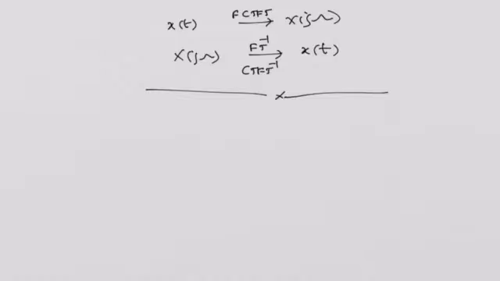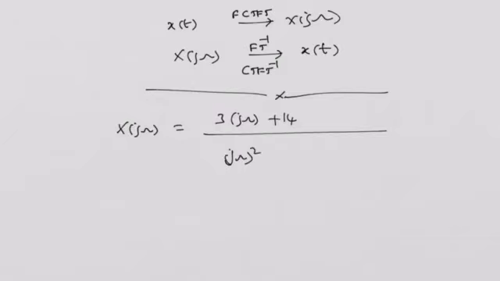The problem is given like this: X(jω) is equal to 3 times (jω plus 14), the whole divided by (jω)² plus 7 times jω plus 12. In such a situation, it is required to calculate the corresponding x(t). Let me apply the partial fraction technique to find the inverse Fourier transform of it.